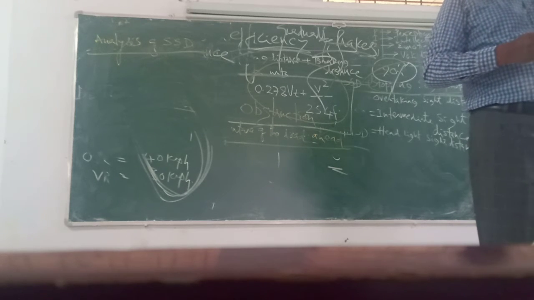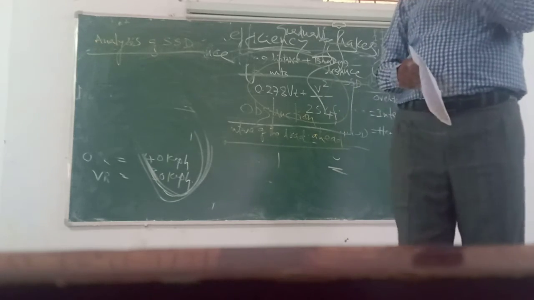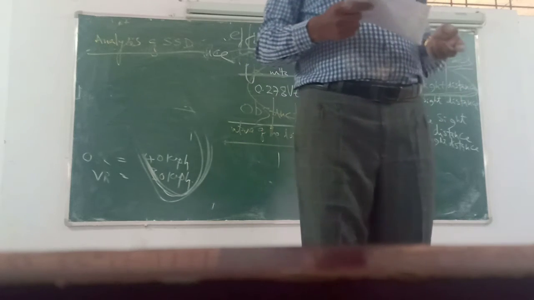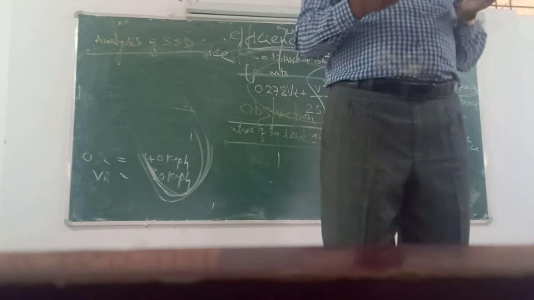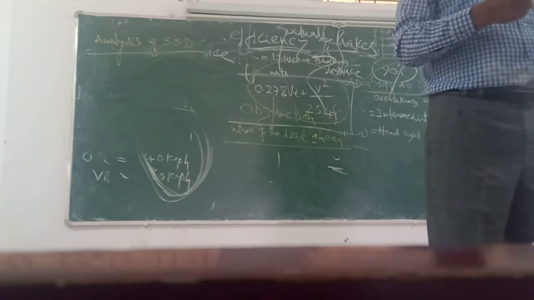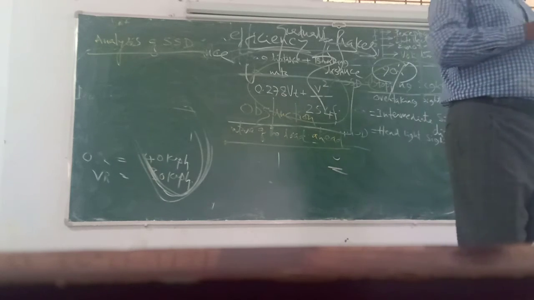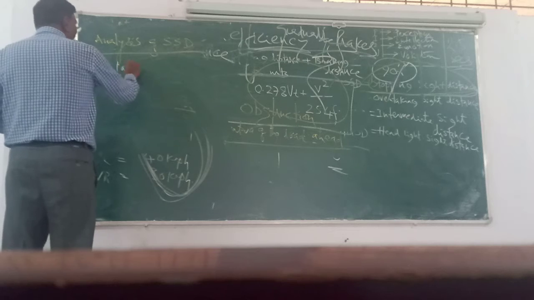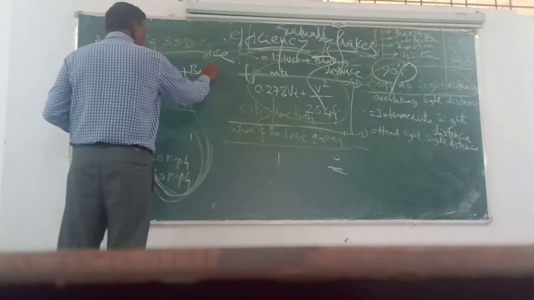Analysis of SSD. This equation, we will also derive it. Actually how it has come, you have to derive. The stopping distance of a vehicle is the sum of lag distance plus braking distance.